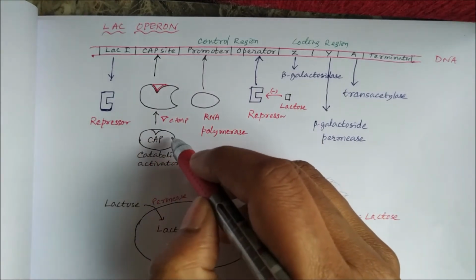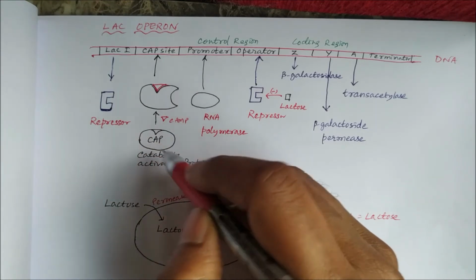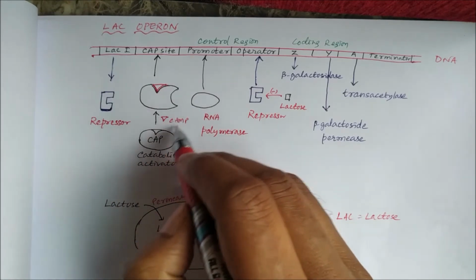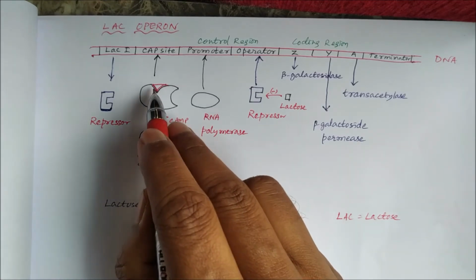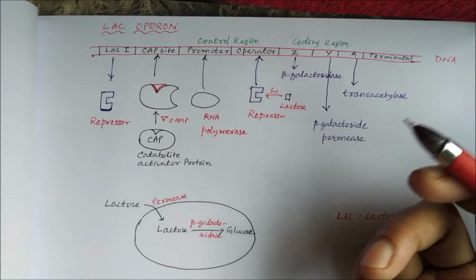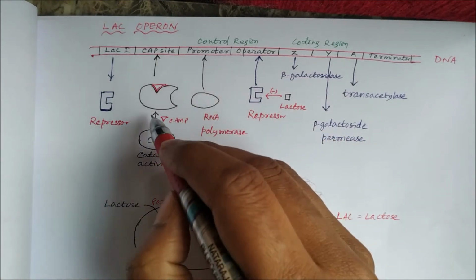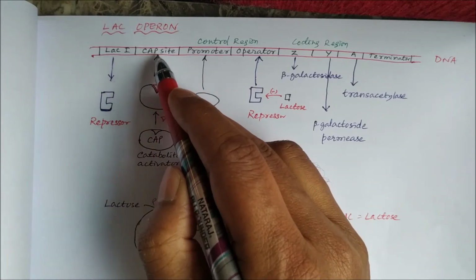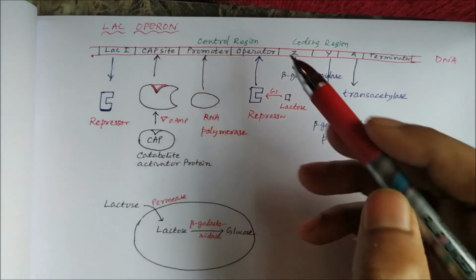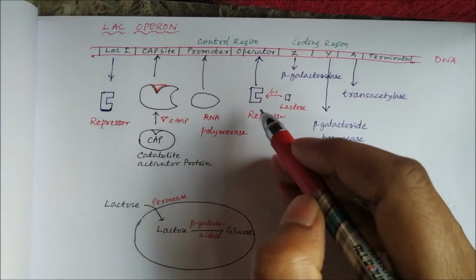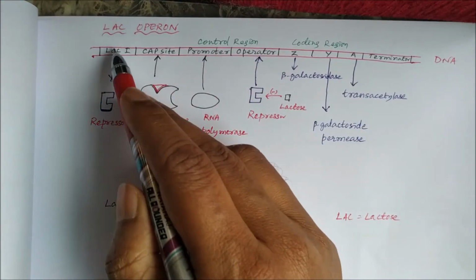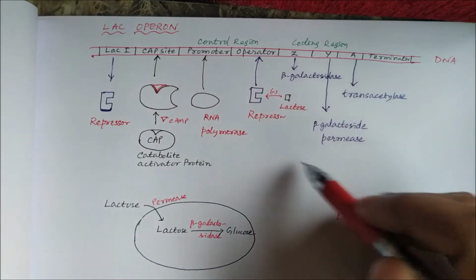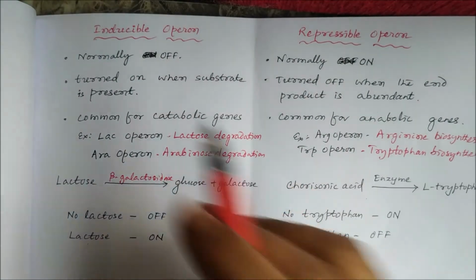Catabolite activator protein is inactive by itself and cannot bind to the site. To facilitate its binding there is a co-activator called cyclic AMP. Cyclic AMP first binds to the catabolite activator protein, and then that will bind to the CAP site. RNA polymerase binds to the promoter, and the repressor binds to the operator. Normally lac I produces the repressor, and the repressor binds to the operator so that RNA polymerase cannot move and there will be no transcription. So normally the operon is off.